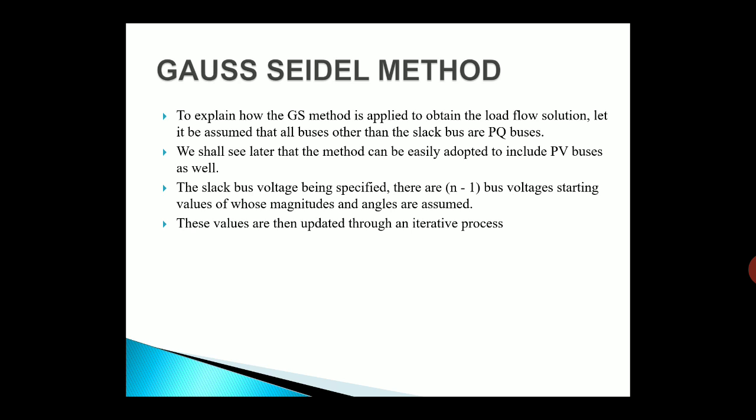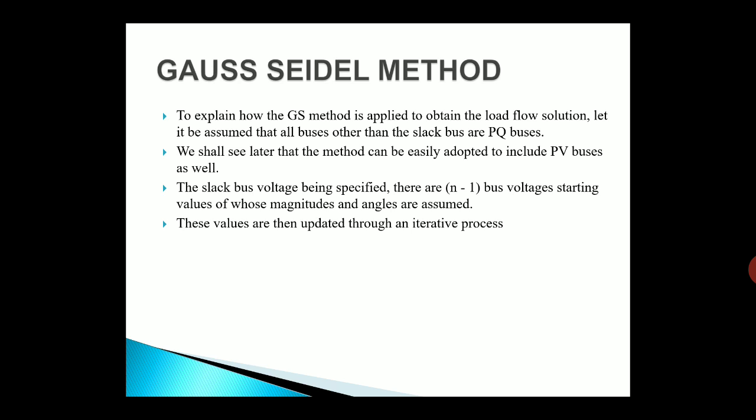To explain how the Gauss-Seidel method is applied to obtain the load flow solution, let us assume that all buses other than the slack bus are PQ buses. Now we are talking only about PQ buses and the slack bus. We need a slack bus because we are doing a load flow analysis. Basically it is nothing but a node voltage analysis, and we need one node to be a reference bus. That node is the slack bus in our case. For the other buses, we assume them to be PQ buses. We shall see later that the method can be easily adapted to include PV buses.